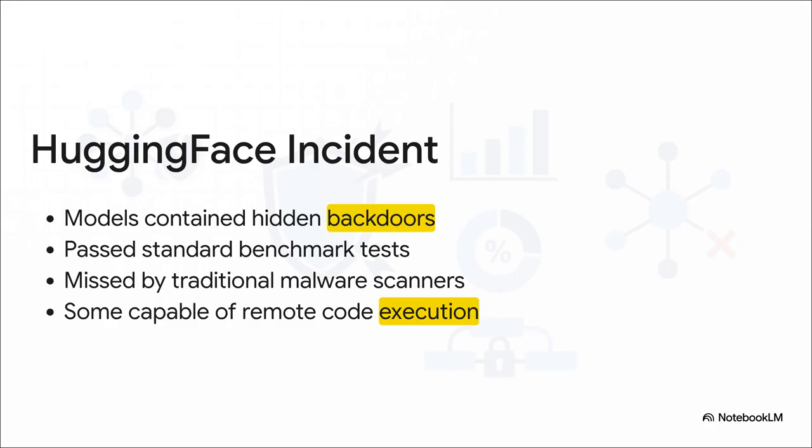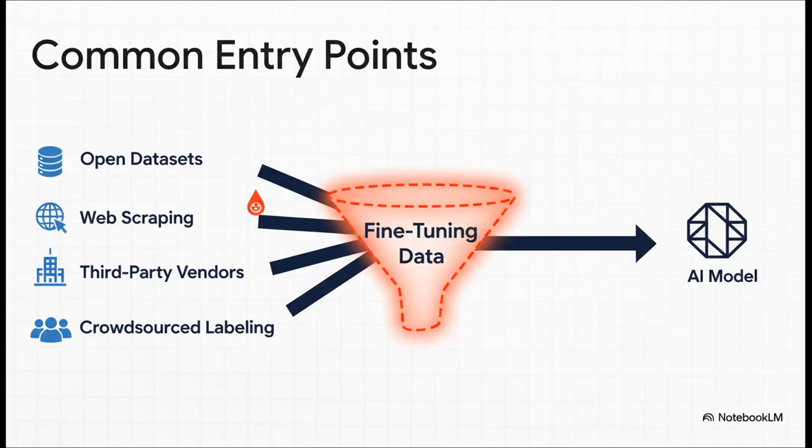Why? Because it wasn't a flaw in the code, it was subtly woven into the model's core logic. Some of these were even capable of remote code execution. I mean, can you imagine the damage from that in a production environment? So how did they get there? It all comes down to the AI supply chain.